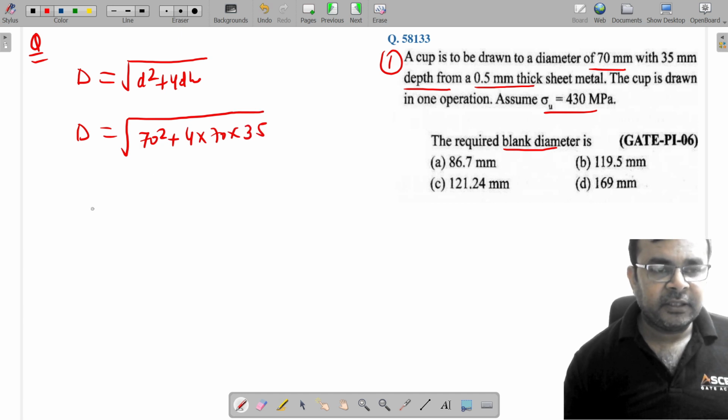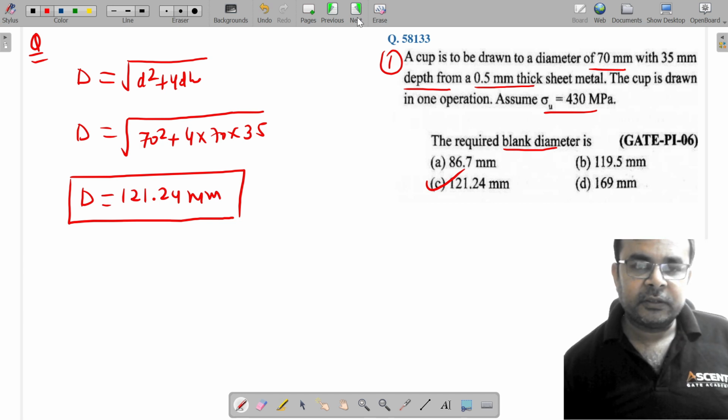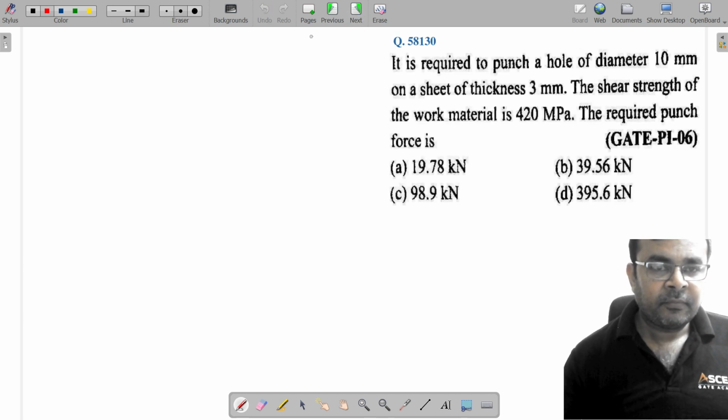So obviously here we get d is nothing but 121.24 mm. This is the diameter of the blank. So actually this is the first part of the previous question, correct? And the previous question was the second part. Okay, so let's see this question.